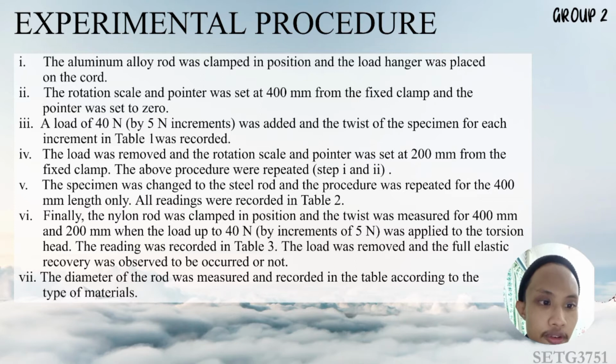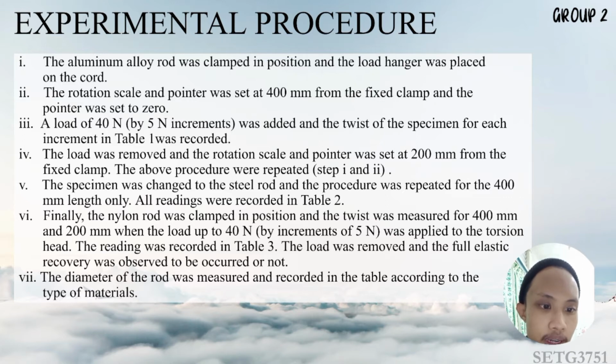The load was removed and the rotation scale and pointer were set at 200 mm from the fixed clamp. Then the above procedure was repeated, step 1 until step 2. Then the specimen was changed to the steel rod and the procedure was repeated for the 400 mm length only. All readings were recorded in table 2.